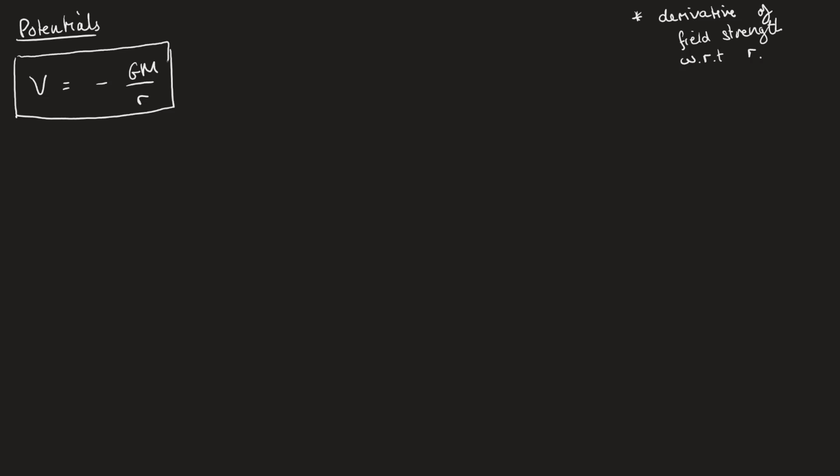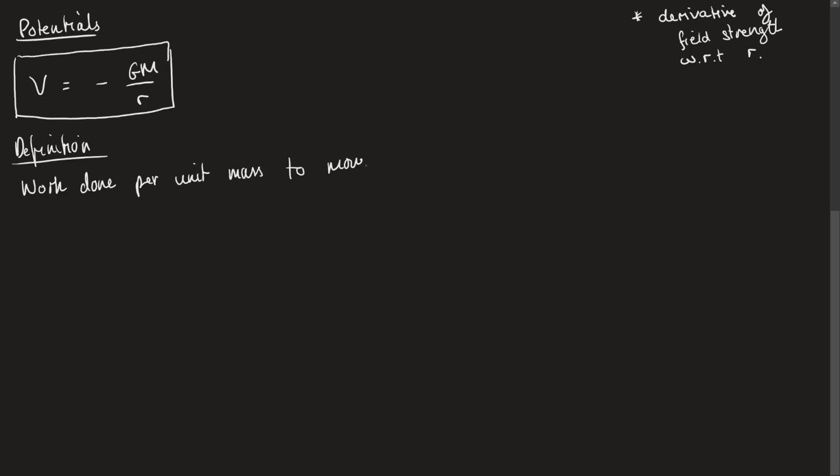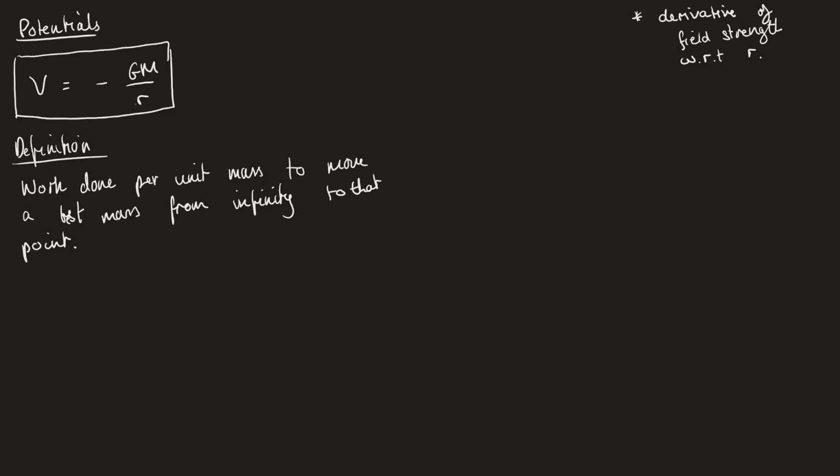So in this case, our definition of potential is the work done per unit mass to move a test mass from infinity to that point. So we're saying it's defined by the position that you are in the field, and we know that because this is based on r. Now, there's a kind of trick with this, I guess.